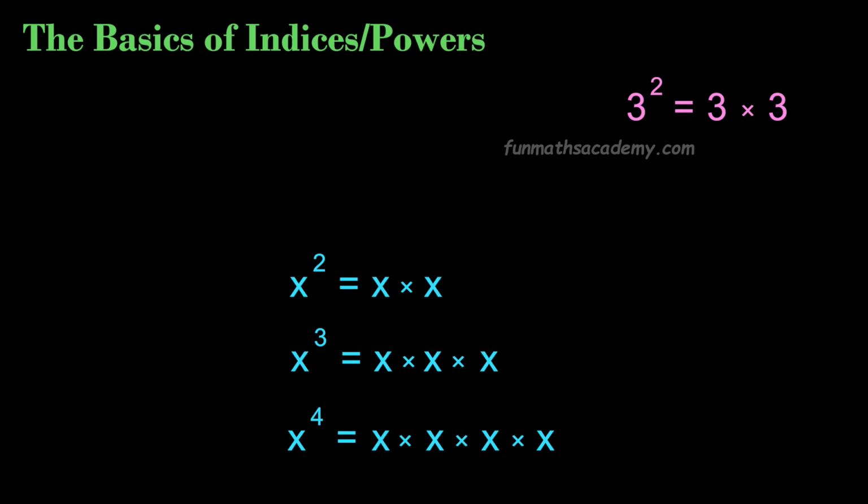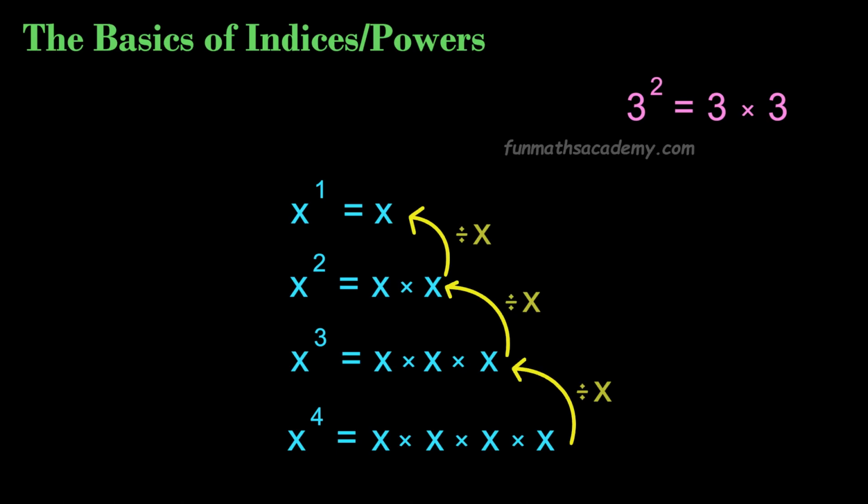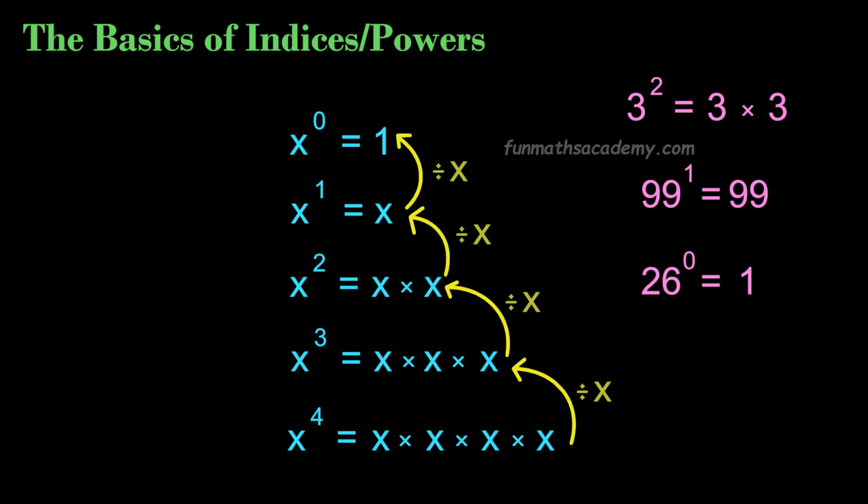When we reverse the process, x is divided. So if we go from x to the power 4 to x cubed to x squared, in each step, x is divided out. So when we divide x times x by x, we get x, which is x to the power 1. So anything to the power 1 is the number itself. When we divide x by x, we get 1, which is x to the power of 0. So anything to the power of 0 is 1. We will see more about indices in the next video.